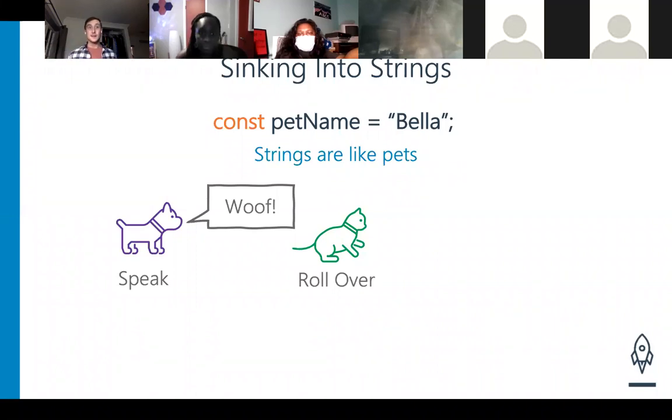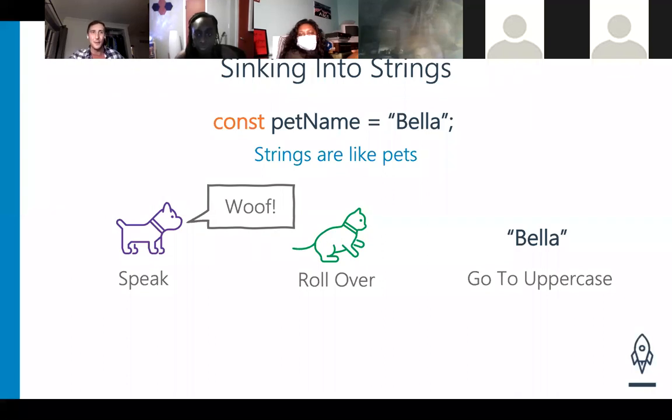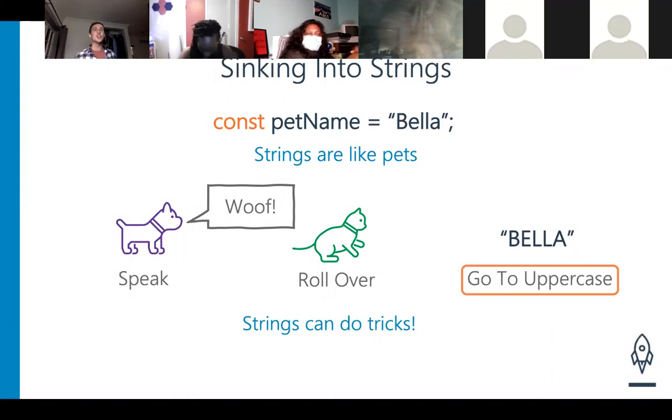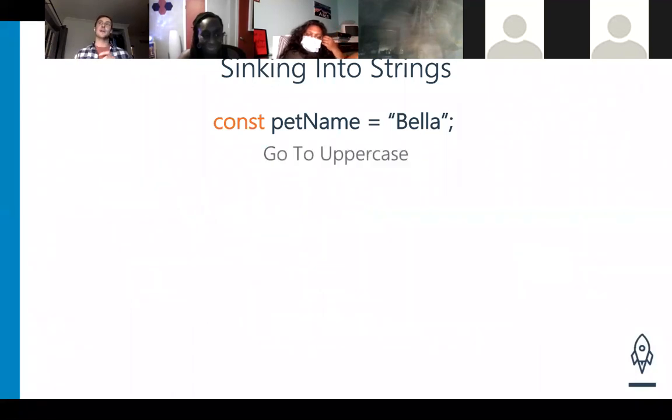So pets can do tricks. Luckily, our strings, like Bella, are also capable of doing tricks. Let's take a look at one real quick. If I yelled at Bella, the string here, to go to uppercase, Bella will go to uppercase. You can tell your strings to do tricks. So let's explore how to yell at your string to do something awesome.